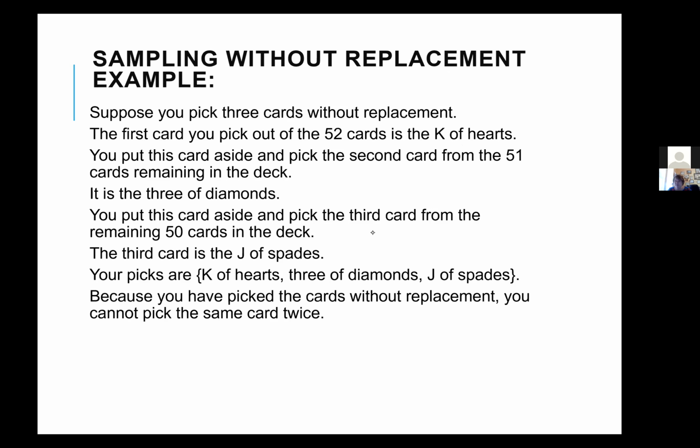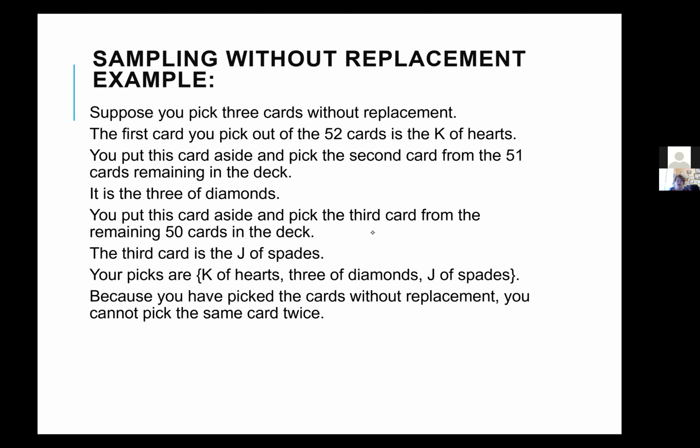You've changed the criteria of your experiment when you don't replace, because now there are only 51 cards in the deck and there are only 3 kings in the deck. So when you draw the second card out of the deck, it depends on what you've drawn out the first time, because now your sample space is only 51. You only have 51 cards in the deck.